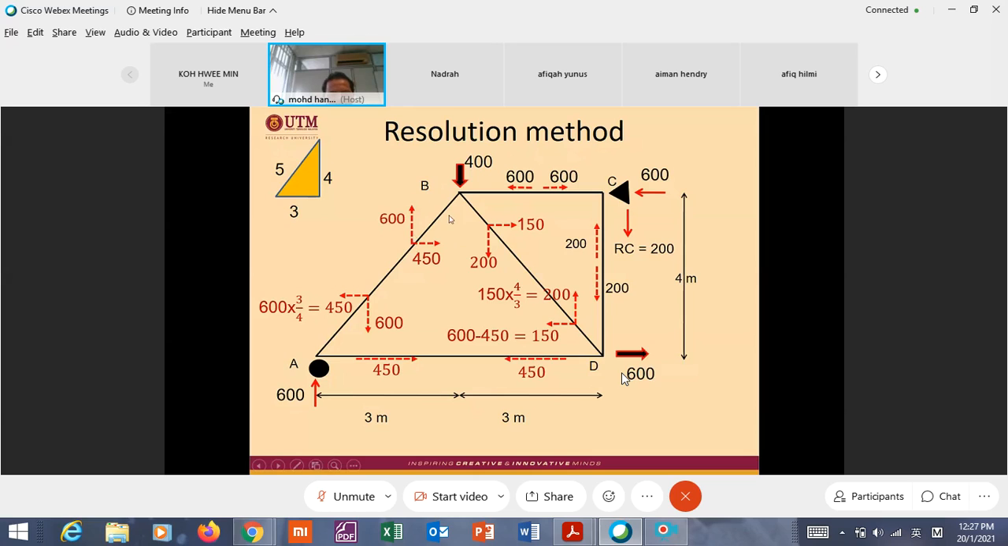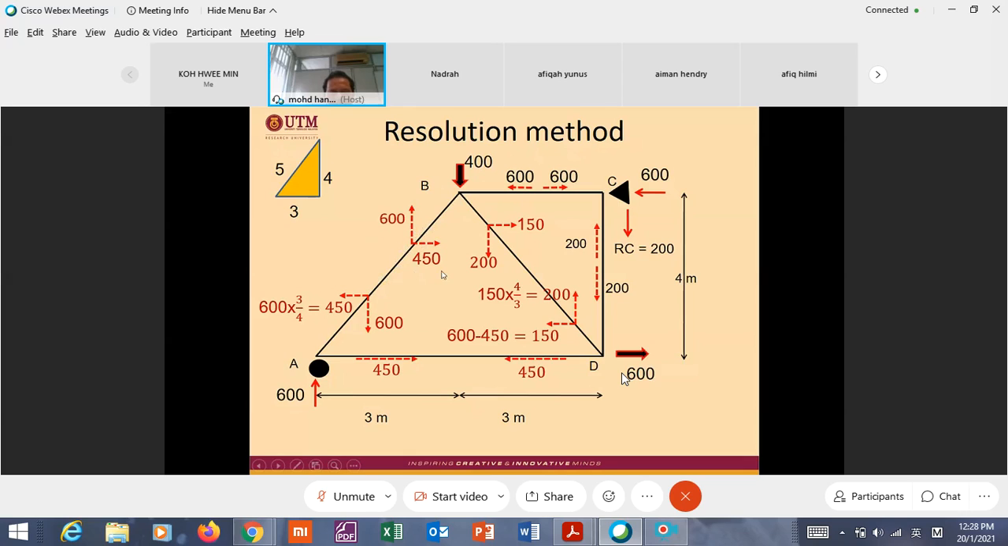Next, what is the actual force in the member? This one is the rectangular component. What is the force in this member? Using the Pythagoras theorem again, the force in this member is equal to the square root of 450 squared plus 600 squared. You got what? 750. This is the answer. This one is not the answer. This is the answer.